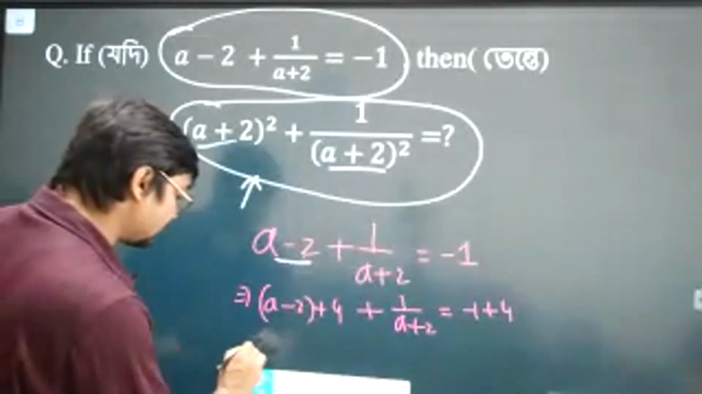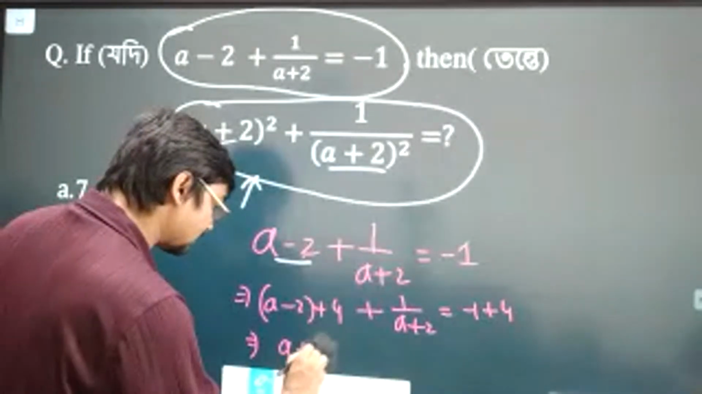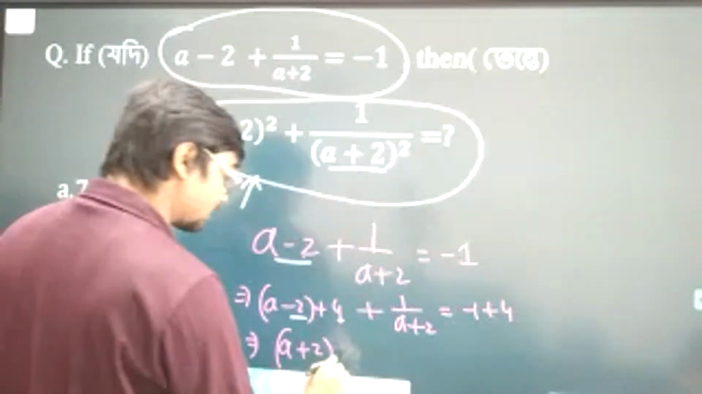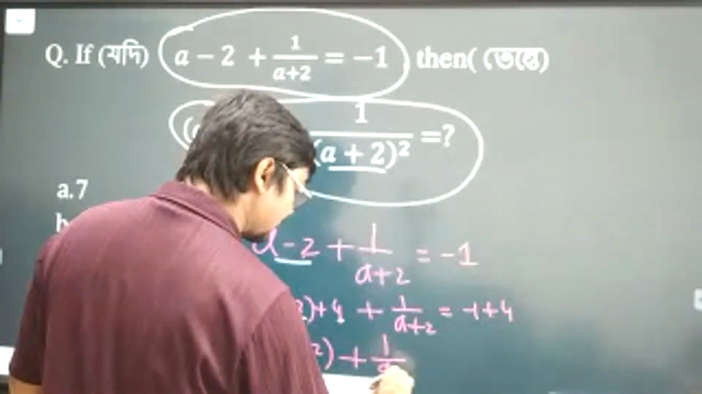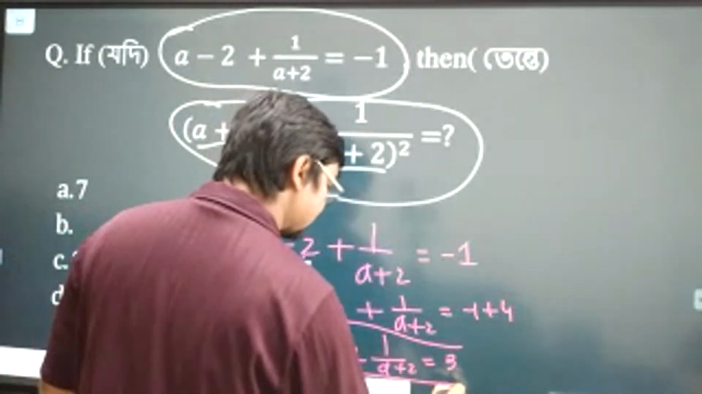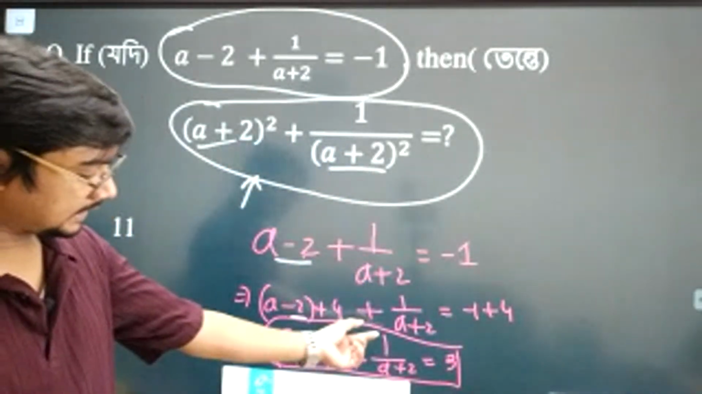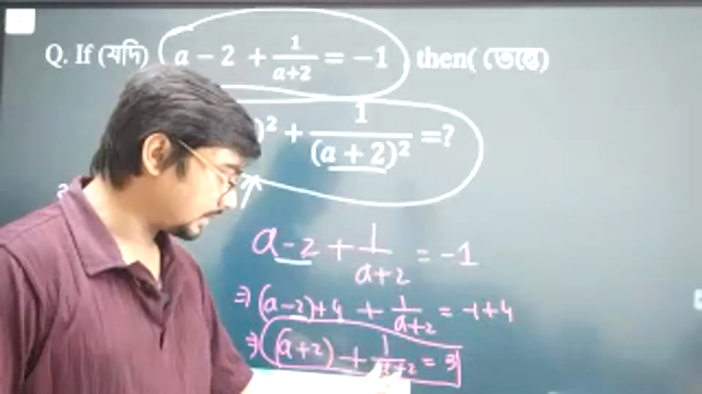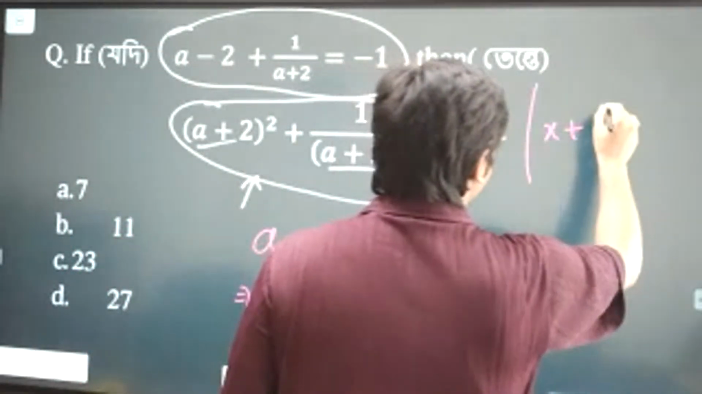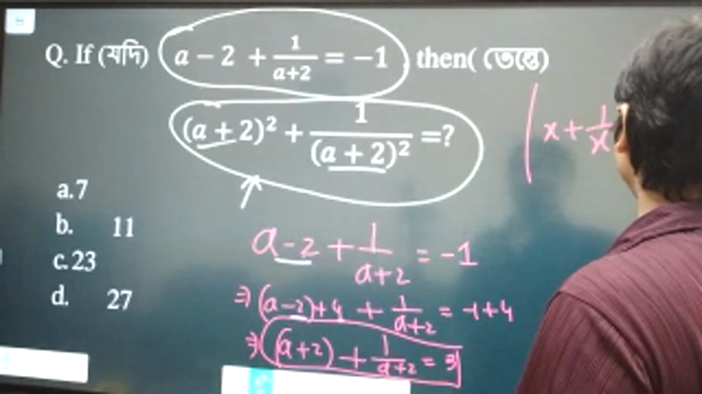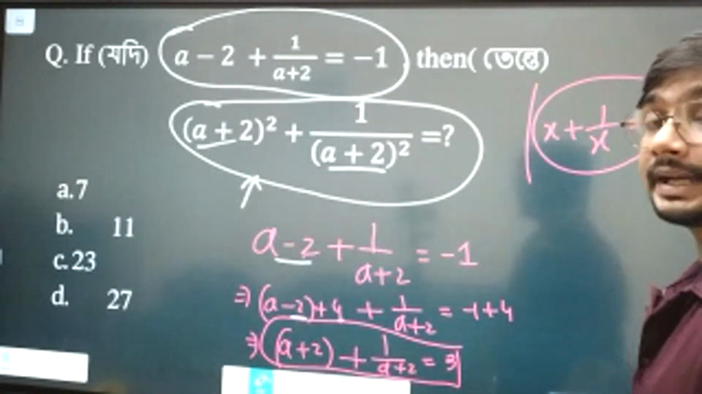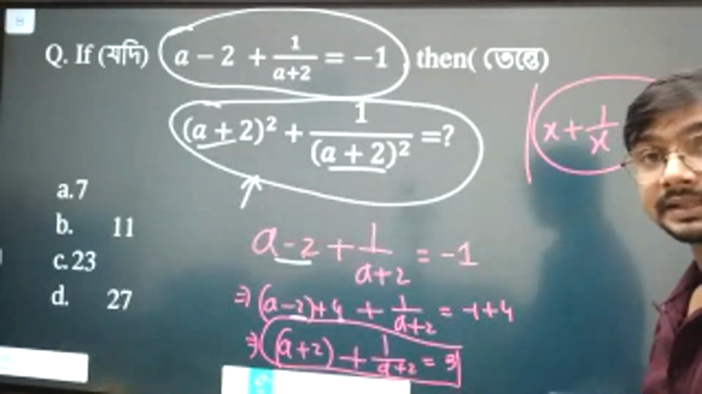So now what we get here, you see, here will be a plus 2, because minus 2 plus 4 will give plus 2. This is a plus 2 and this is equal to 3. So now we have a plus 2 plus 1 upon a plus 2 equal to 3. That means this is in this form, right? x plus 1 upon x is equal to 3 form. So this 3 means this is k form, x plus 1 upon x equal to k form.